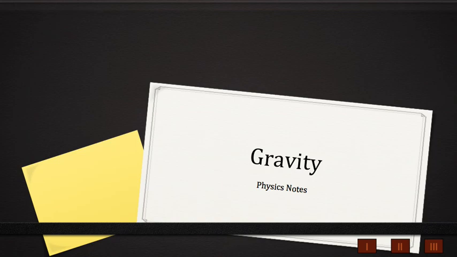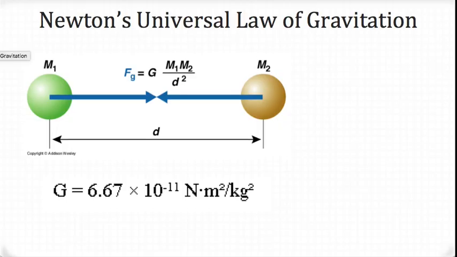Hey y'all, we're going to go over Newton's universal law of gravitation in this set of video notes. So Newton's universal law of gravitation provides us with this formula here, which is the force of gravity equals the gravitational constant times mass 1 times mass 2 divided by distance squared.